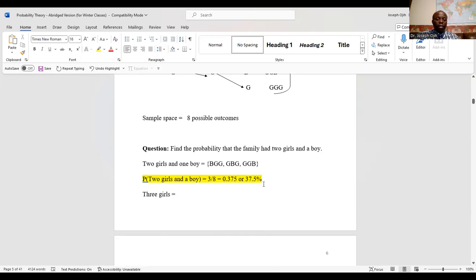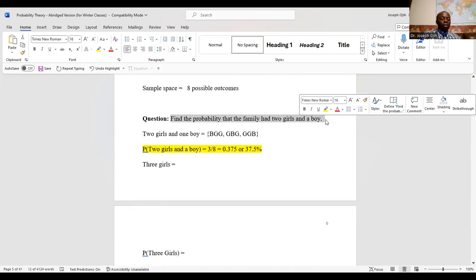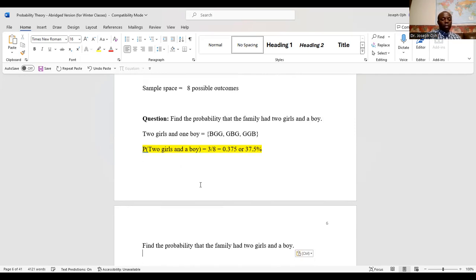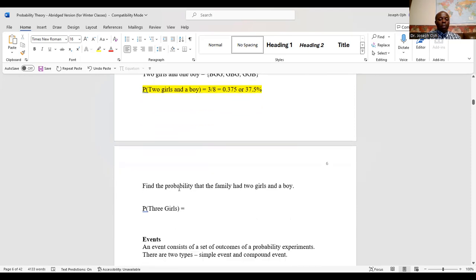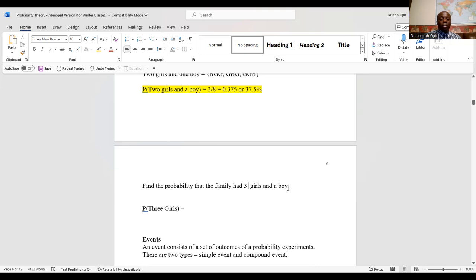Okay, next one, let's say I ask you this question. I say find the probability that they have 3 girls. The family has 3 girls. Just 3 girls.